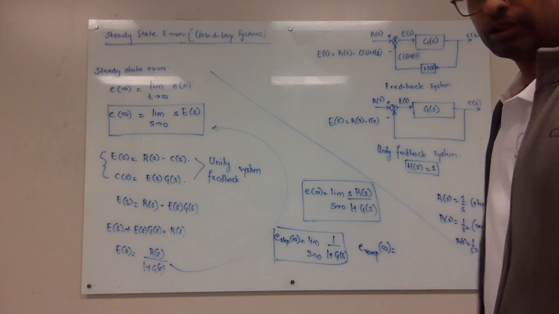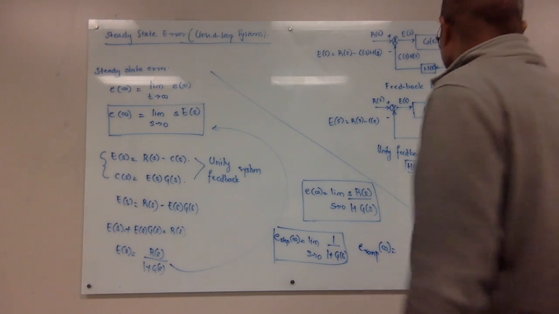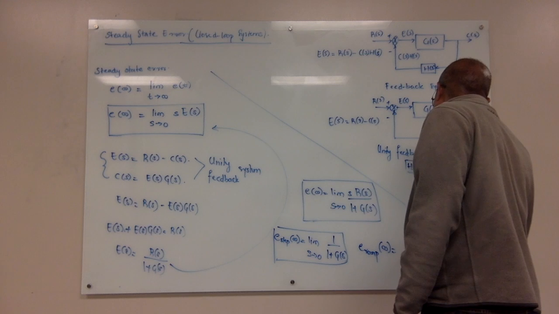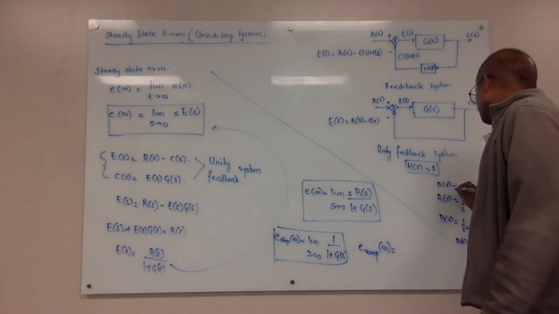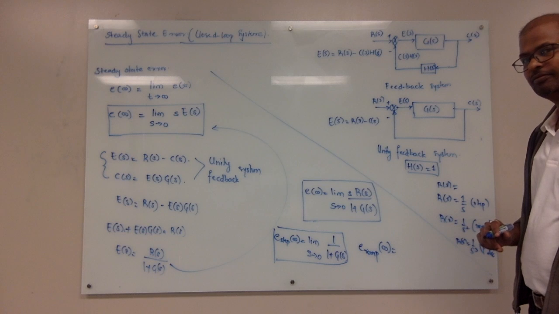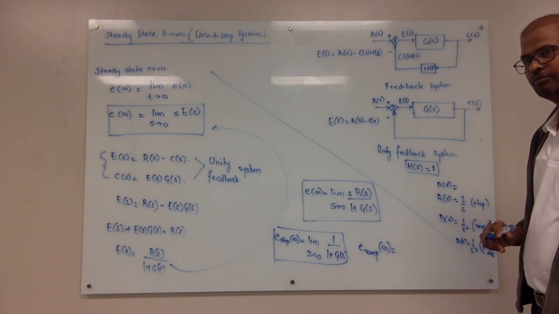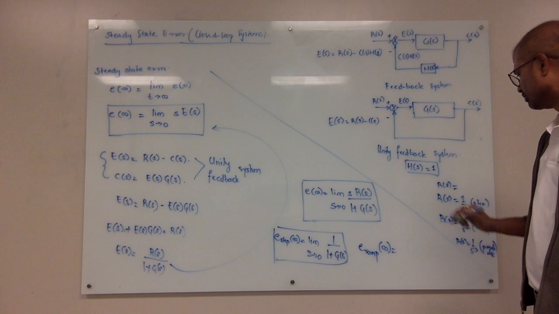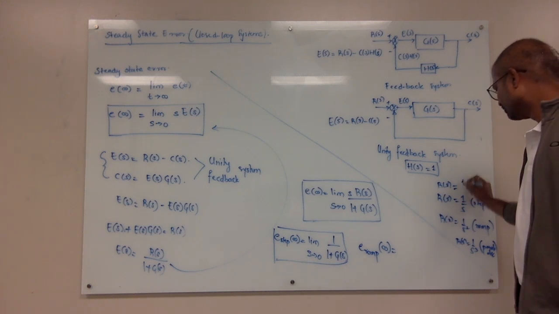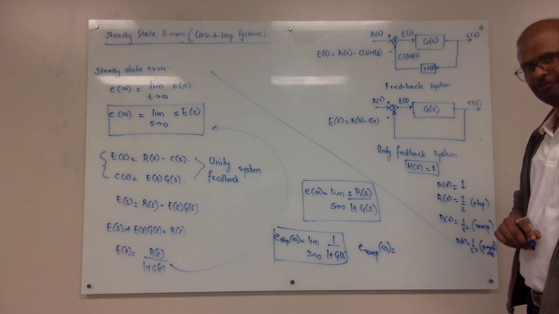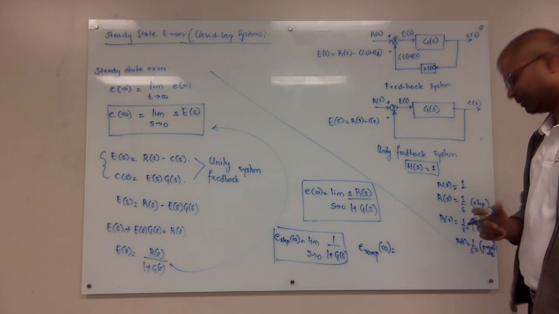And you can find this out in the textbook. Any idea what is R of S for impulse? Which I asked you in the exam. I don't think any of you got this right. It's 1. That's it.